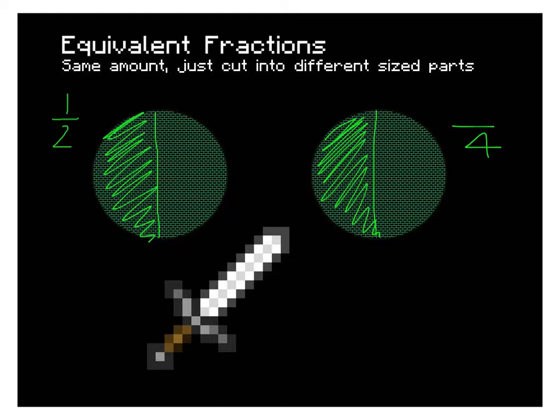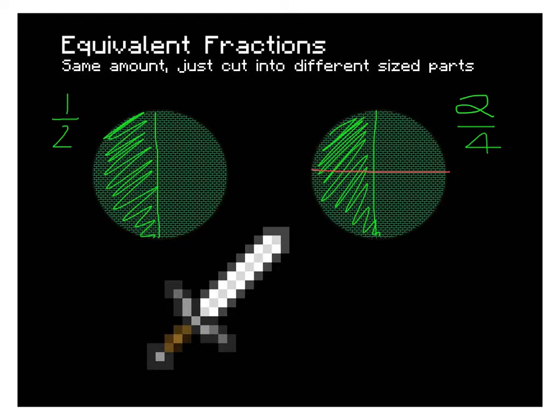Now I'm going to switch colors and do my work in red. All I'm going to do is cut each one of those pieces into 2 parts. So I cut this first piece into 2 parts, and I cut this piece over here into 2 parts. I'm not going to shade anymore. I'm not going to erase anything. All I'm doing is cutting it into more pieces. These are the same amount. The only difference is this one is cut into smaller pieces. Now I can fill this in. I would have 2 of those sized pieces.